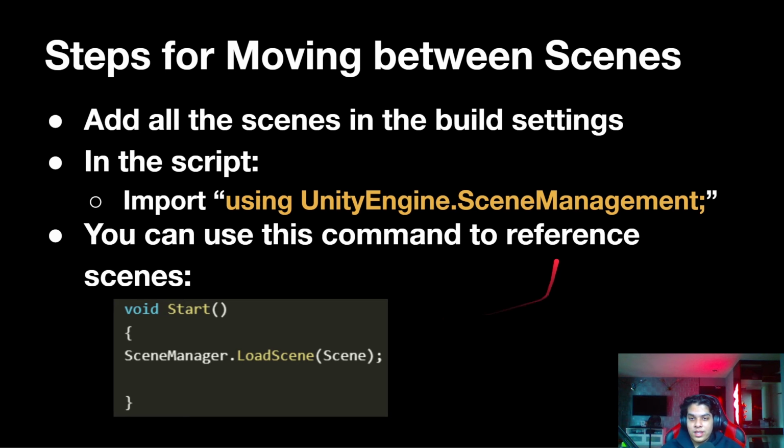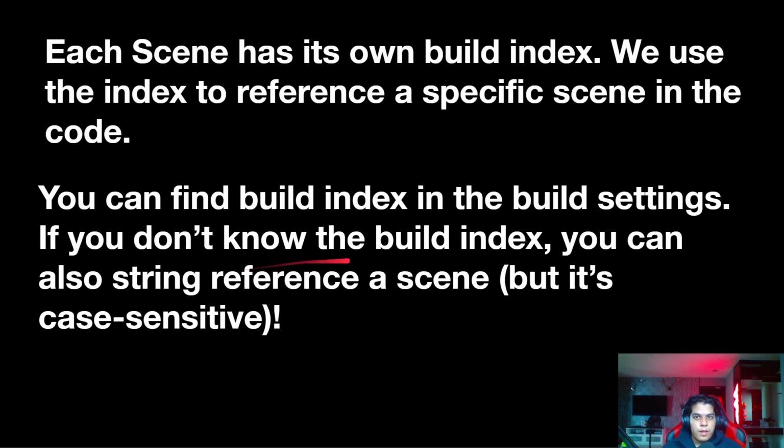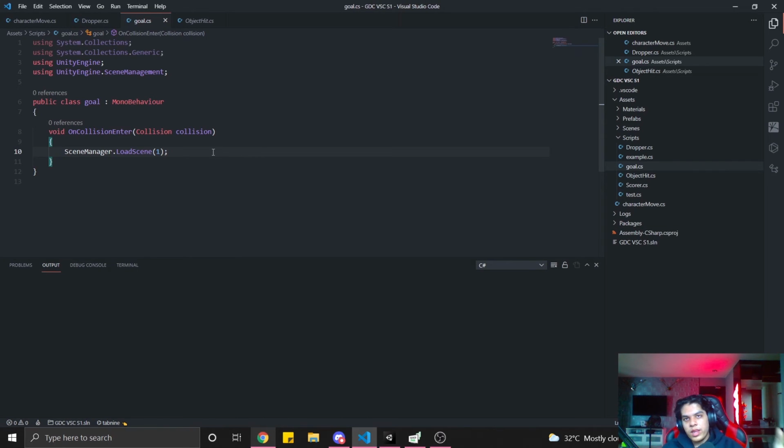I'm just going to give you that as a hint. It's something about this build index plus 1, and you can search it up later at your own time on Google. Okay? You want to know that each scene has its own build index, and we use that index to reference that specific scene in the code.